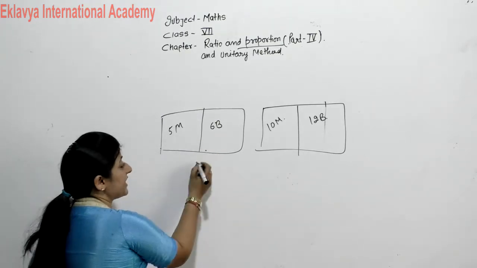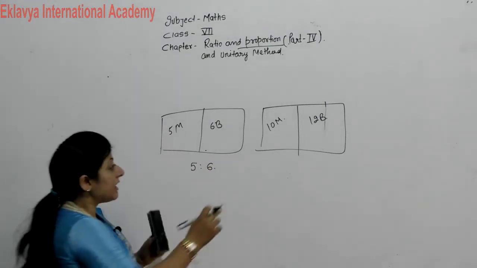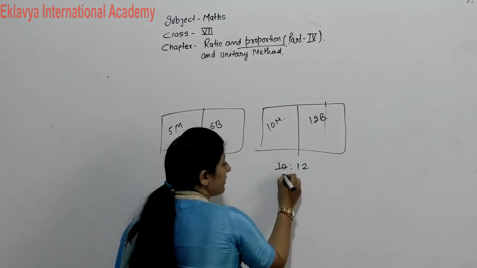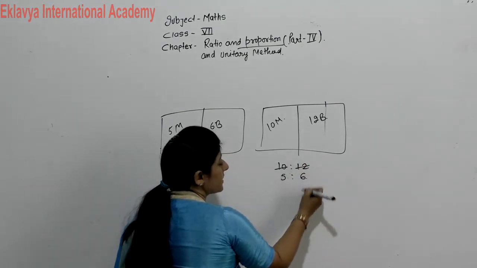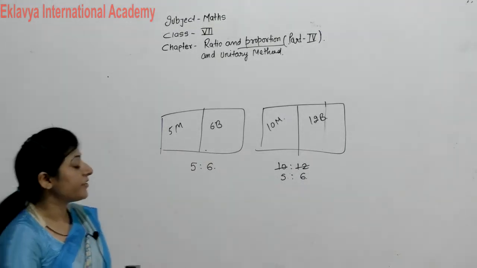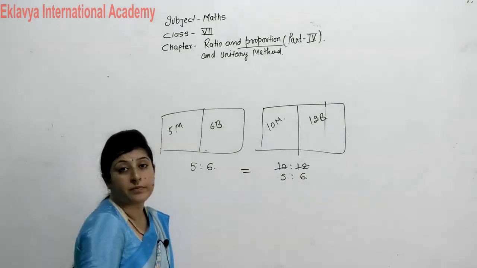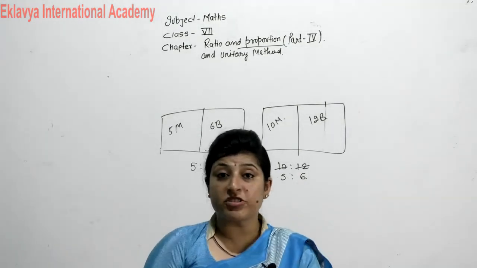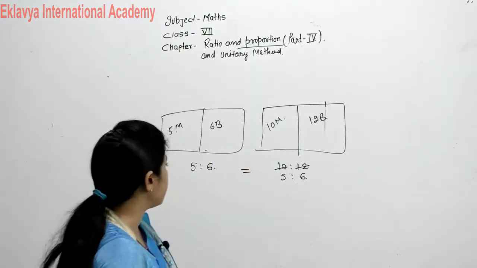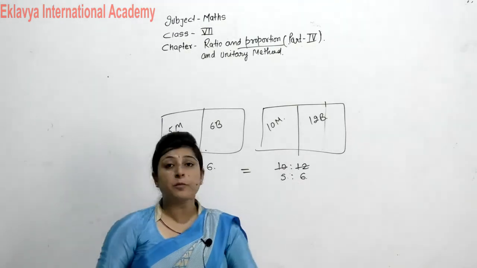If we take the ratio of this, it becomes 5:6. In this ratio 10:12, when you solve it, 2 5s are 10, 2 6s are 12, it is also equal to 5:6. It means both ratios are equal. So in any statement, if two ratios are equal, then we can say that they are in proportion. So this is the concept of proportion.